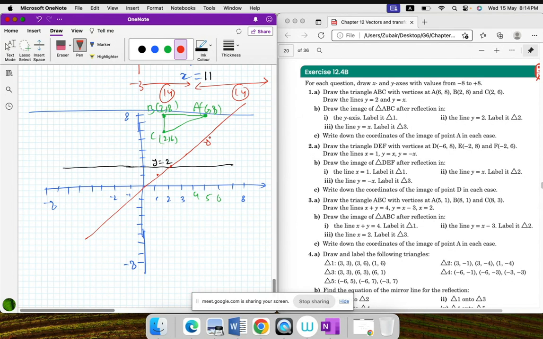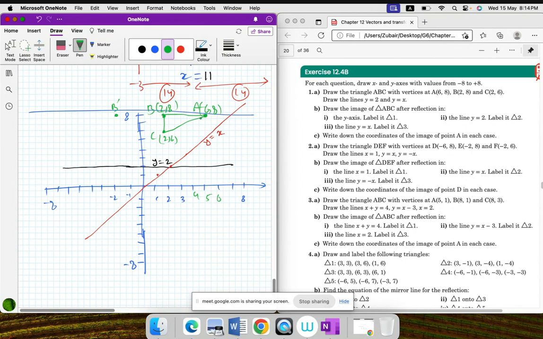So this is y equals x. Now it says draw the image of ABC after reflection in the y-axis. So I can see the triangle in green, and when I reflect it in the y-axis, that is the vertical axis, I'm looking at B only. It is 2 units to the right of the y-axis, so I'm going 2 units to the left of the y-axis and labeling it as B dash for discussion.